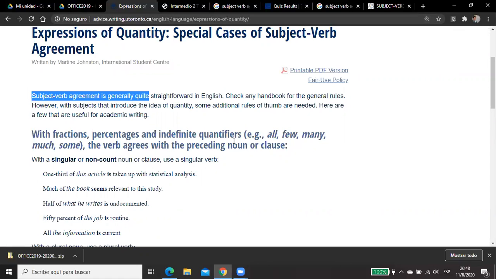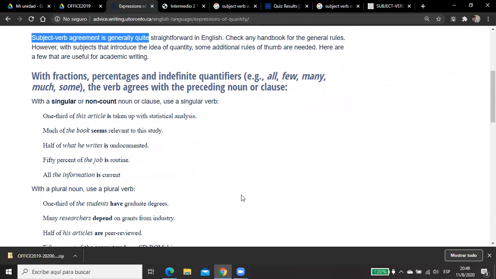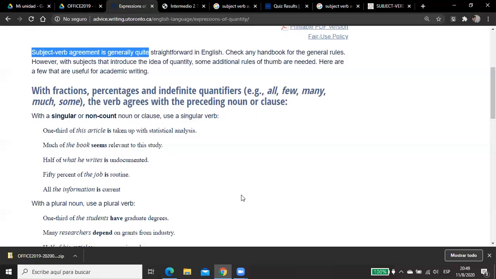Okay. Is that okay? Yes. Subject verbs agree are generally quite straightforward in English. Straightforward, yes. Any handbook has the general rule. However, with subjects that introduce the idea of quantity, some additional rules are needed. Here are a few that are useful for academic writing. Great. Let's check on those.